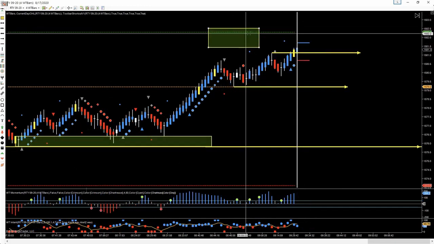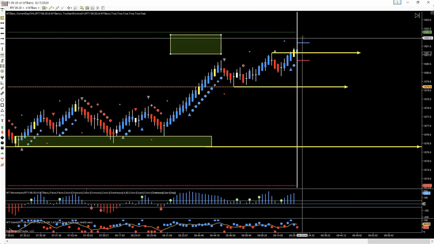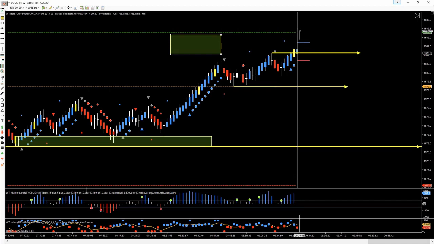Heading up towards the session high, so it looks like that's going to become an area of interest for us. So we'll see what happens here. A 3 trader intent sequence from this point, you're going to buy stop above the session high. Easy call. 3 seconds. Here we go.